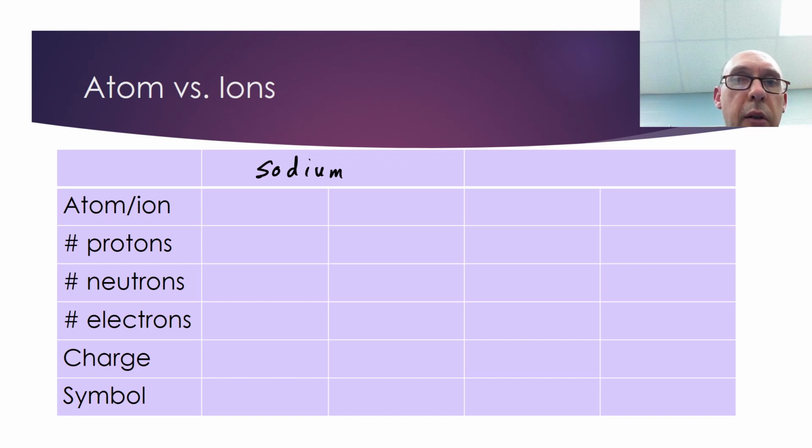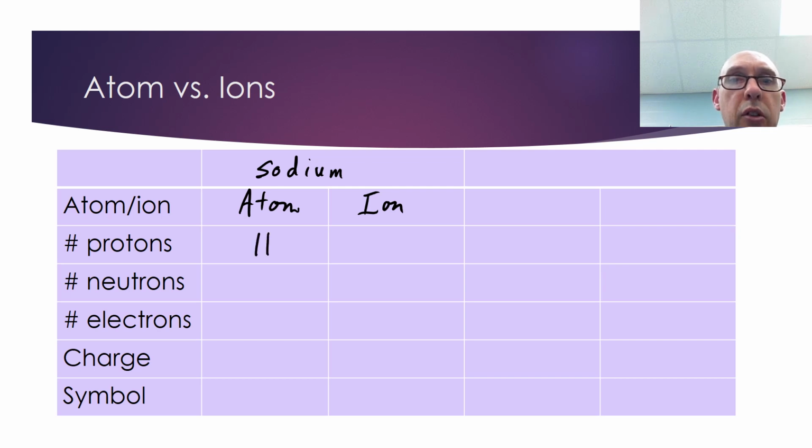On the left-hand side, I'm going to look at the atom. And on the right-hand side, I'm going to look at the ion. And we're going to see what changes. So the sodium atom, first defined on the periodic table, we're looking at the very left-hand column. It's column number 1, third element down. The atomic number tells us the number of protons, and it has 11.